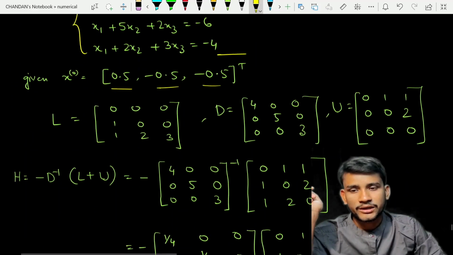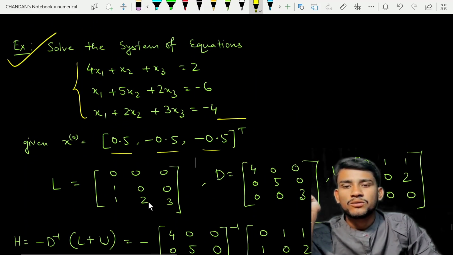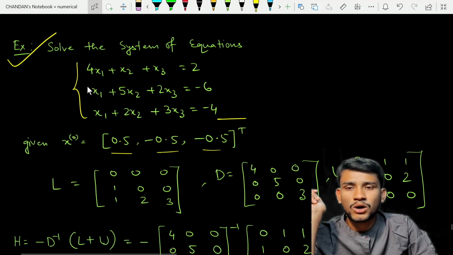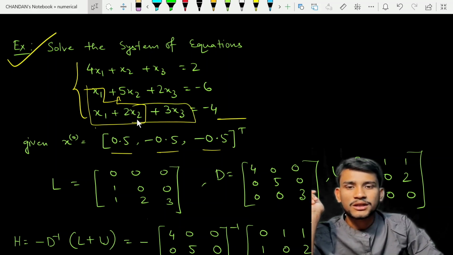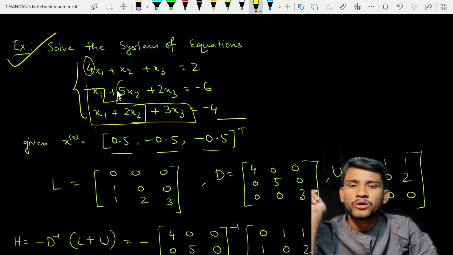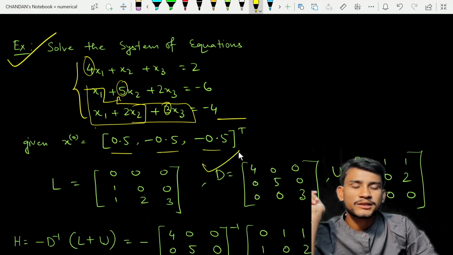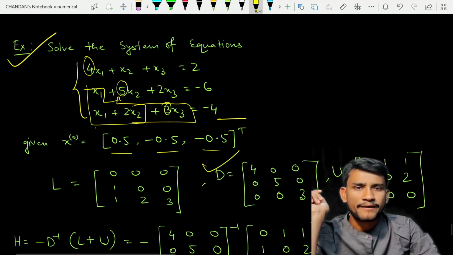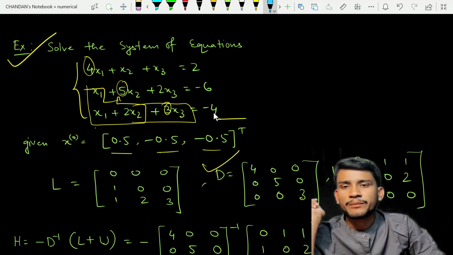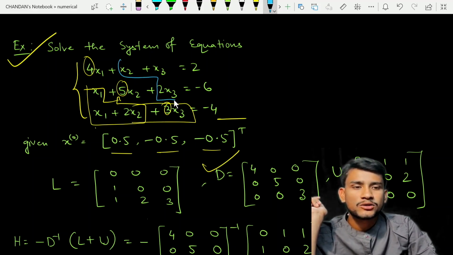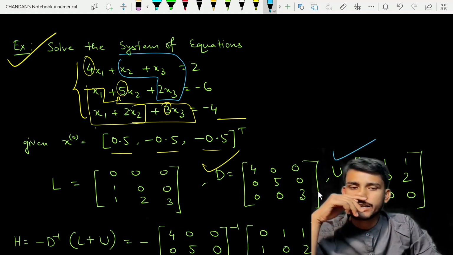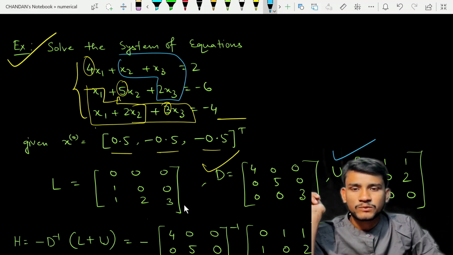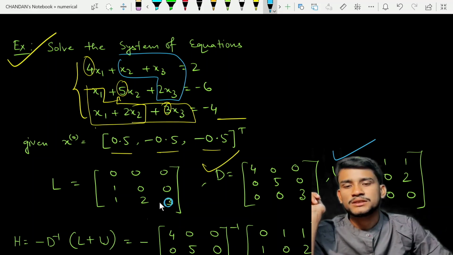So L, we can write the lower triangular matrix, with entries 1, then 1 and 2, and this 3. The diagonal matrix is simply 4, 5 and 3. And the upper triangular matrix has entries 1, 1 and 2. No, I think this is 0, this is the lower triangular matrix.